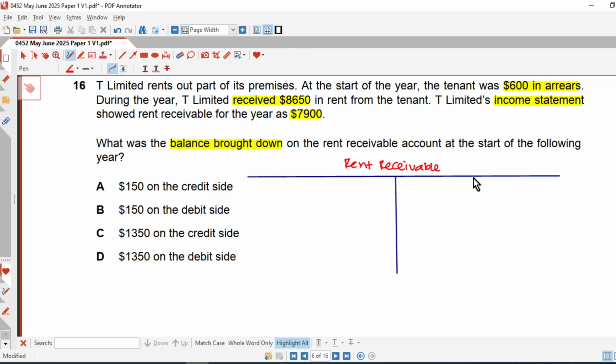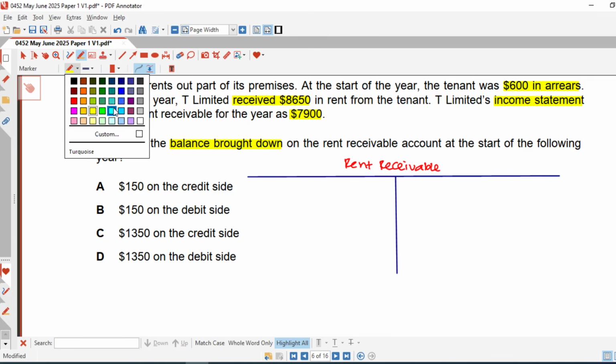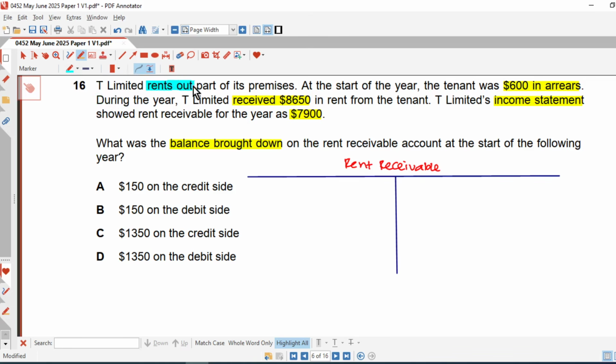Okay, so rent receivable. Let's park in everything here. Rent in arrears. Now be careful. You rent out part of your premise. Okay, you gotta be very careful with this question. It's a trick here.